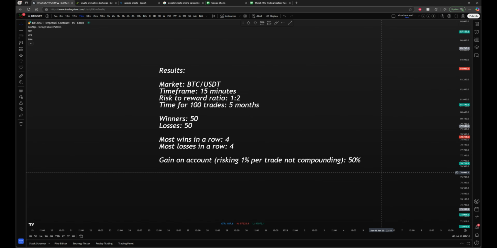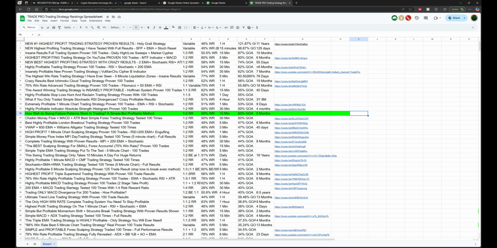As far as the winning streaks, losing streaks goes, we had 4 and 4. So no major winning streaks, no major losing streaks either. Gain on the account, assuming a risk of 1% per trade and not compounding, 50%. So really good results out of this one. Let's put it over to the strategy ranking spreadsheet, see how it stacks up.